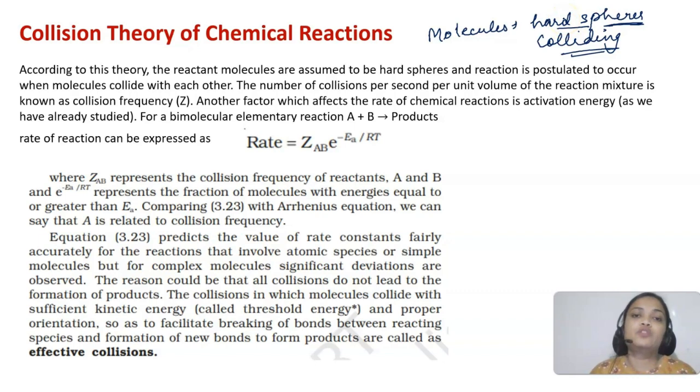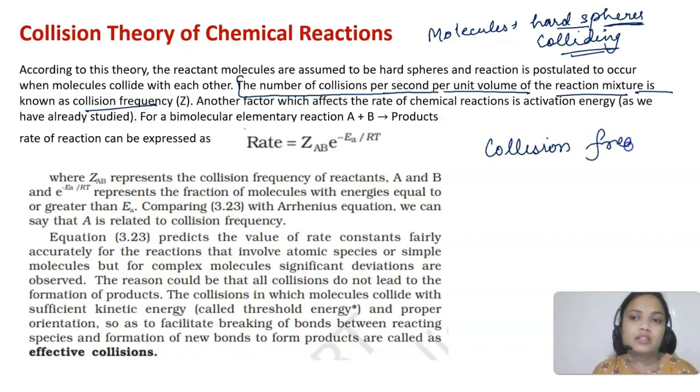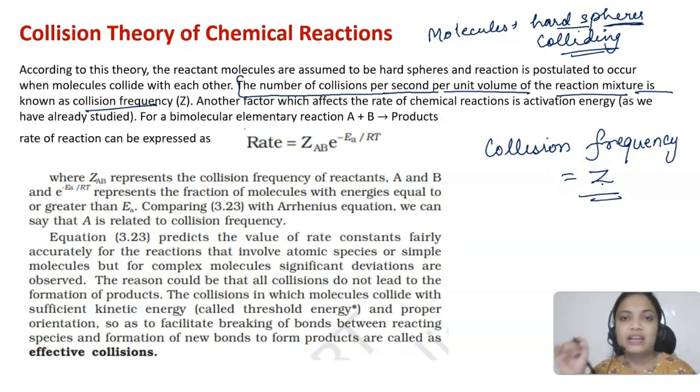So the number of collisions that are happening per second per unit volume of a reaction mixture is called collision frequency, and this collision frequency is denoted by Z. So you must know that the number of collisions happening per second per unit volume for the reaction mixture will be the collision frequency.